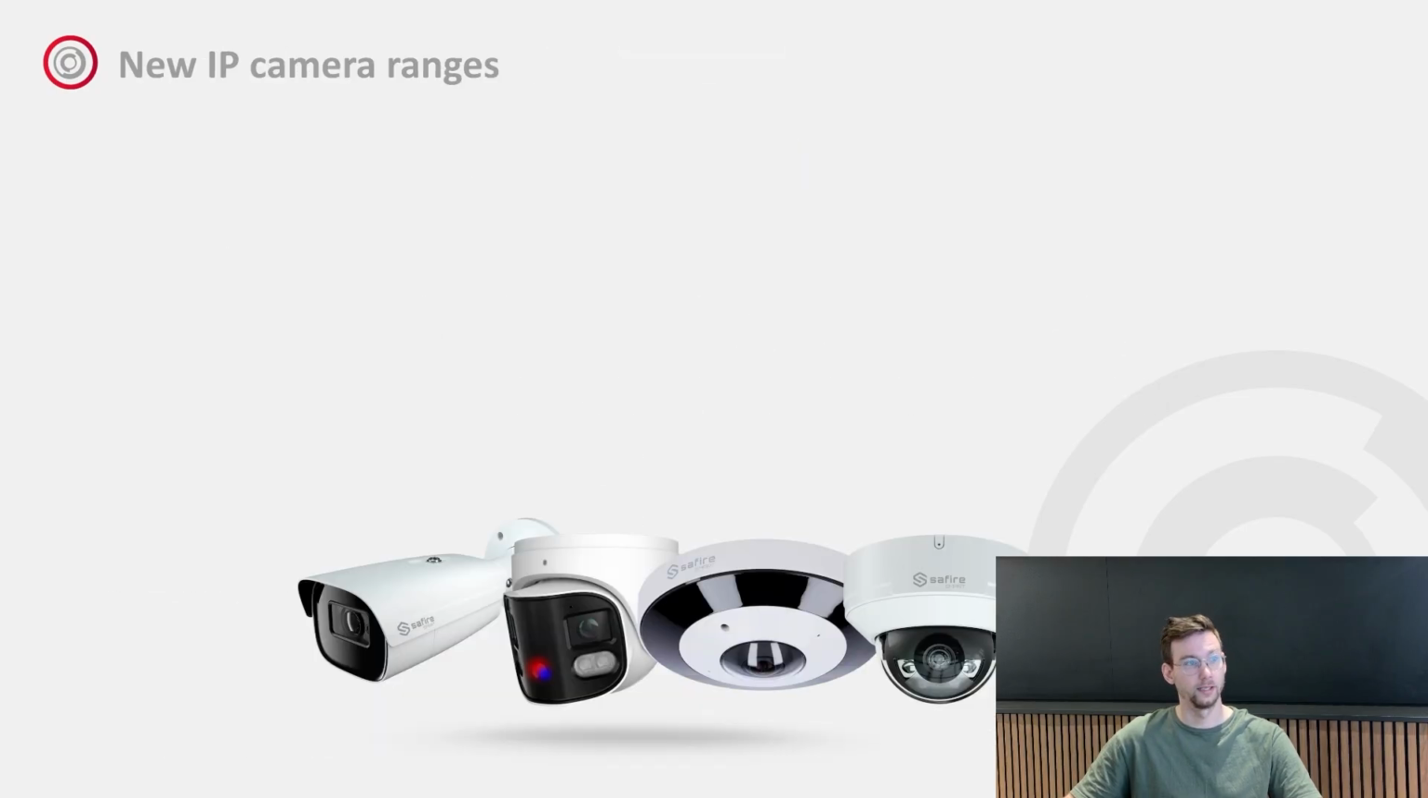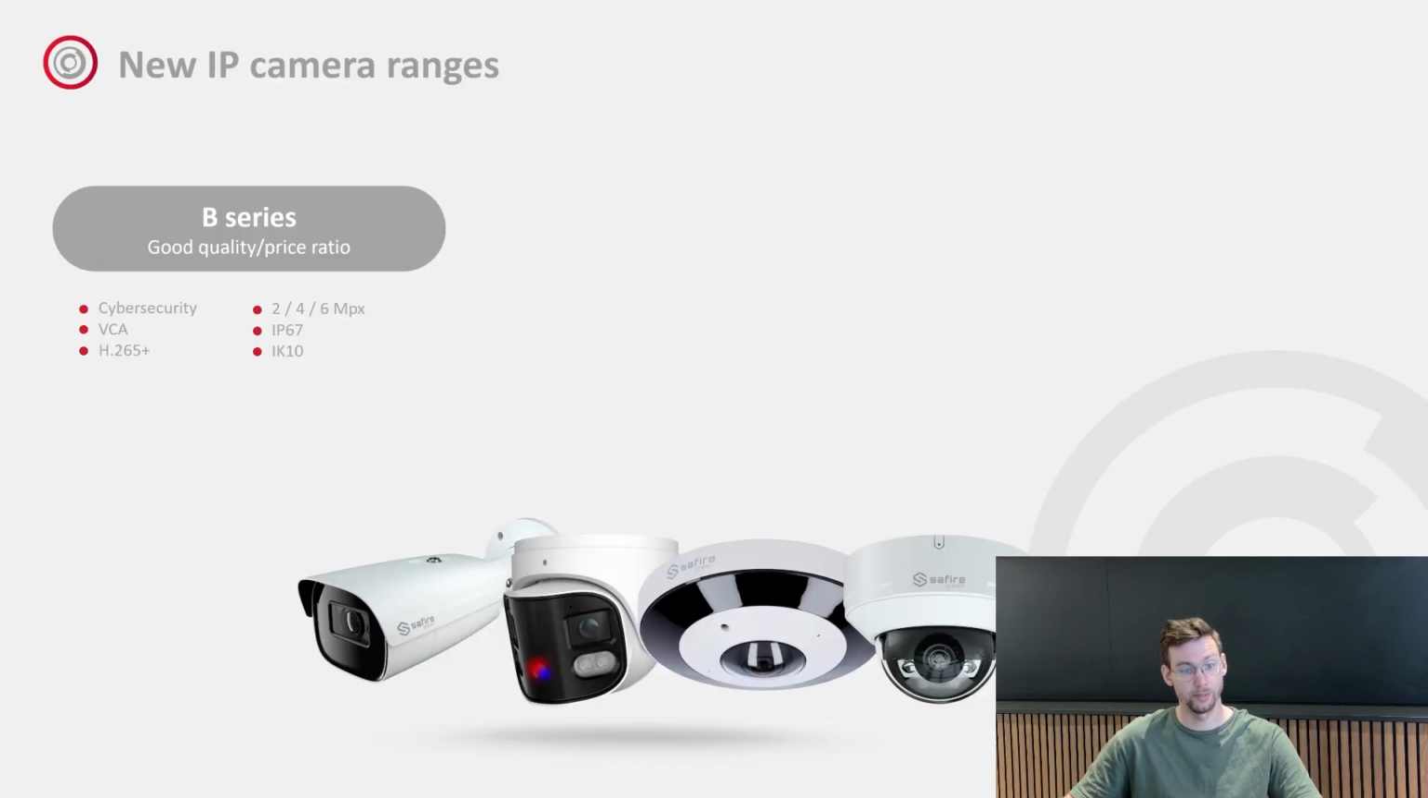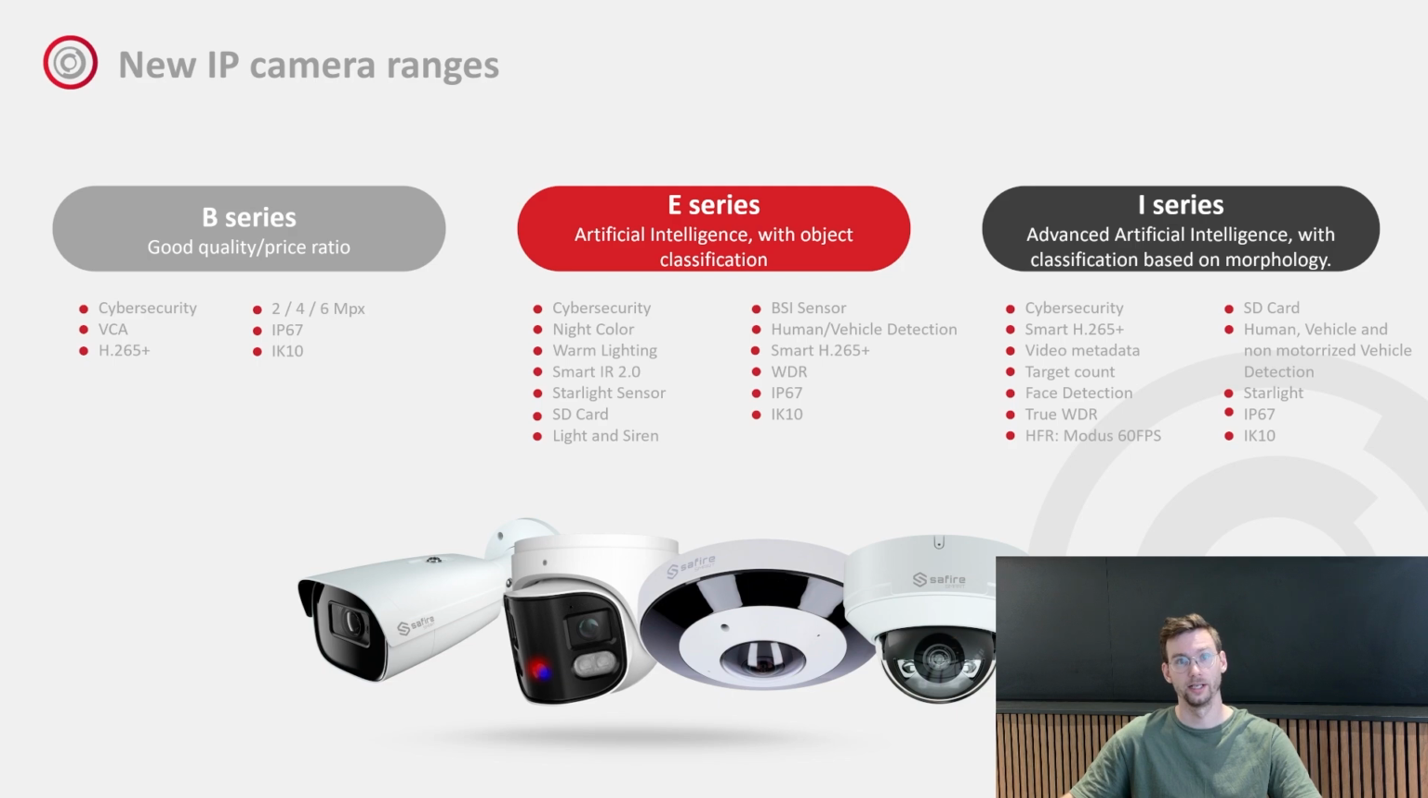Okay. Then, like I said, 3 ranges, basically the B series, E series, and I series. When we talk about the B series, this is basically the starter or first series, a pretty good quality and price ratio, a good camera for simple installations for 24/7 recording or simple motion detection in 2, 4, or 6 megapixels. Pretty simple and straightforward, very good prices.